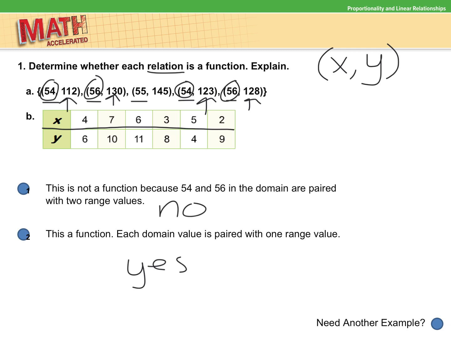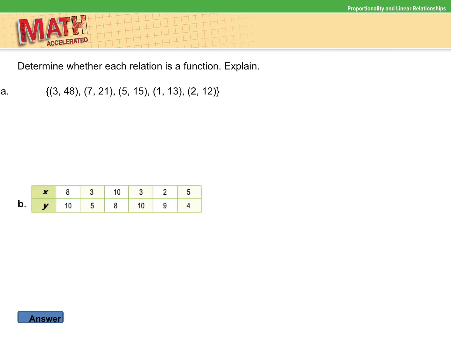Any questions so far? So what values do we care about? The x, or the top. So always find your x values and look at those. Flip your paper over. Go ahead and try those two examples.